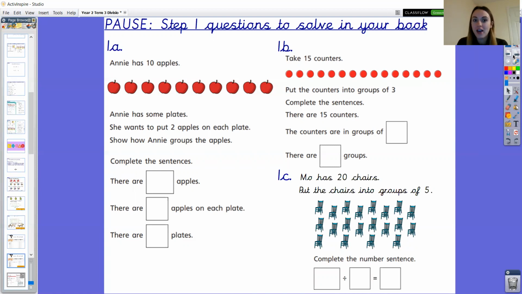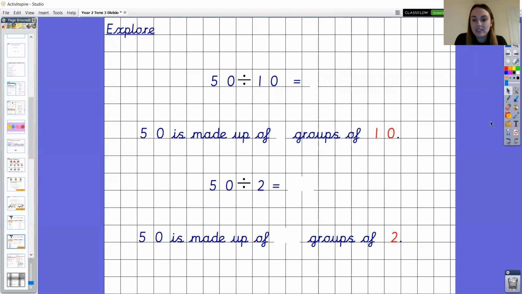Well done, Year 2. Okay, so let's have a look at exploring step 2 together. So on your board, it says 50 divided by 10 equals and there's a sentence underneath to help us with our thinking. 50 is made up of groups of 10. So we're thinking about how many lots of 10 are in 50, so we can use our multiplication to help us. Please pause the video here and discuss your thinking around this first question.